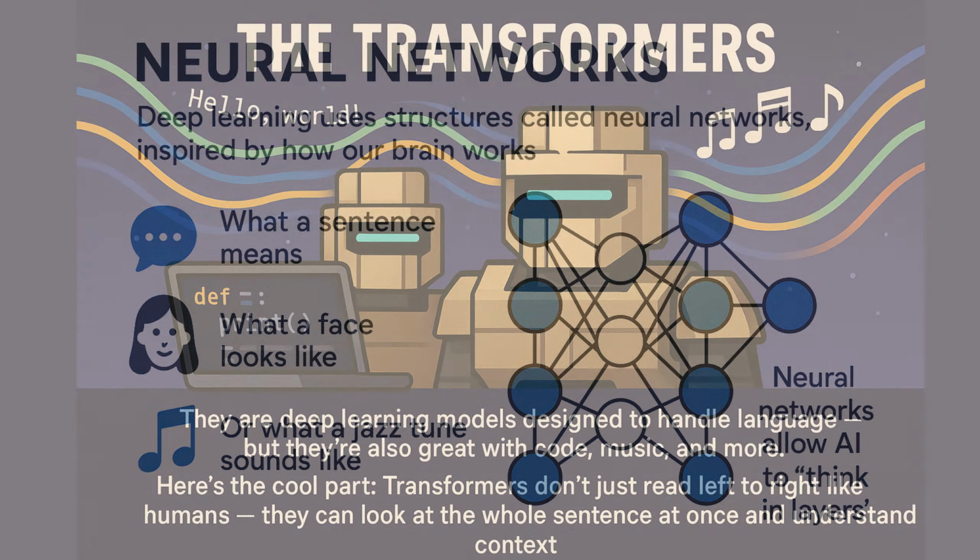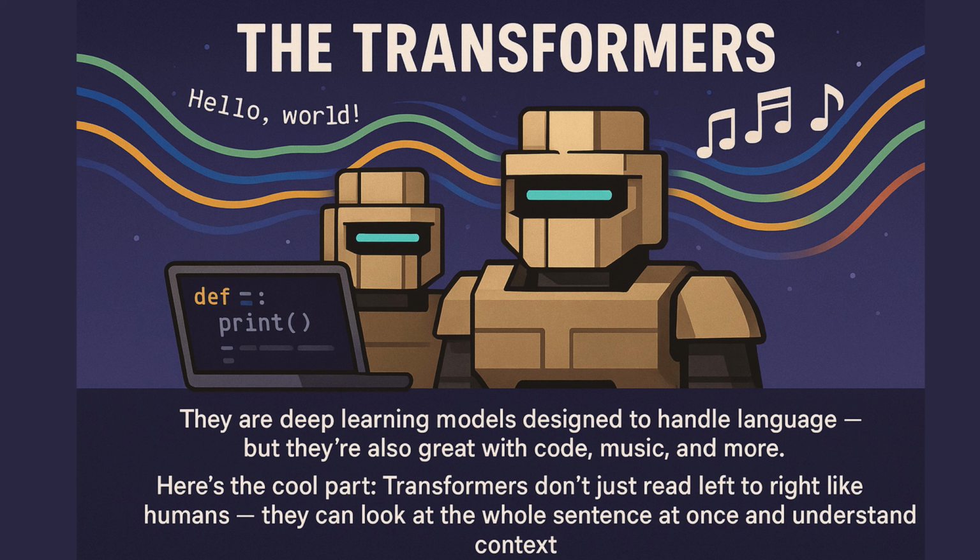Now let's meet the real stars of generative AI, transformers and diffusion models. The transformers, used in GPT and BERT. They are deep learning models designed to handle language, but they're also great with code, music, and more. Here's the cool part, transformers don't just read left to right like humans, they can look at the whole sentence at once and understand context. That's how ChatGPT can answer your question so naturally, it understands what you said before and after in a conversation.